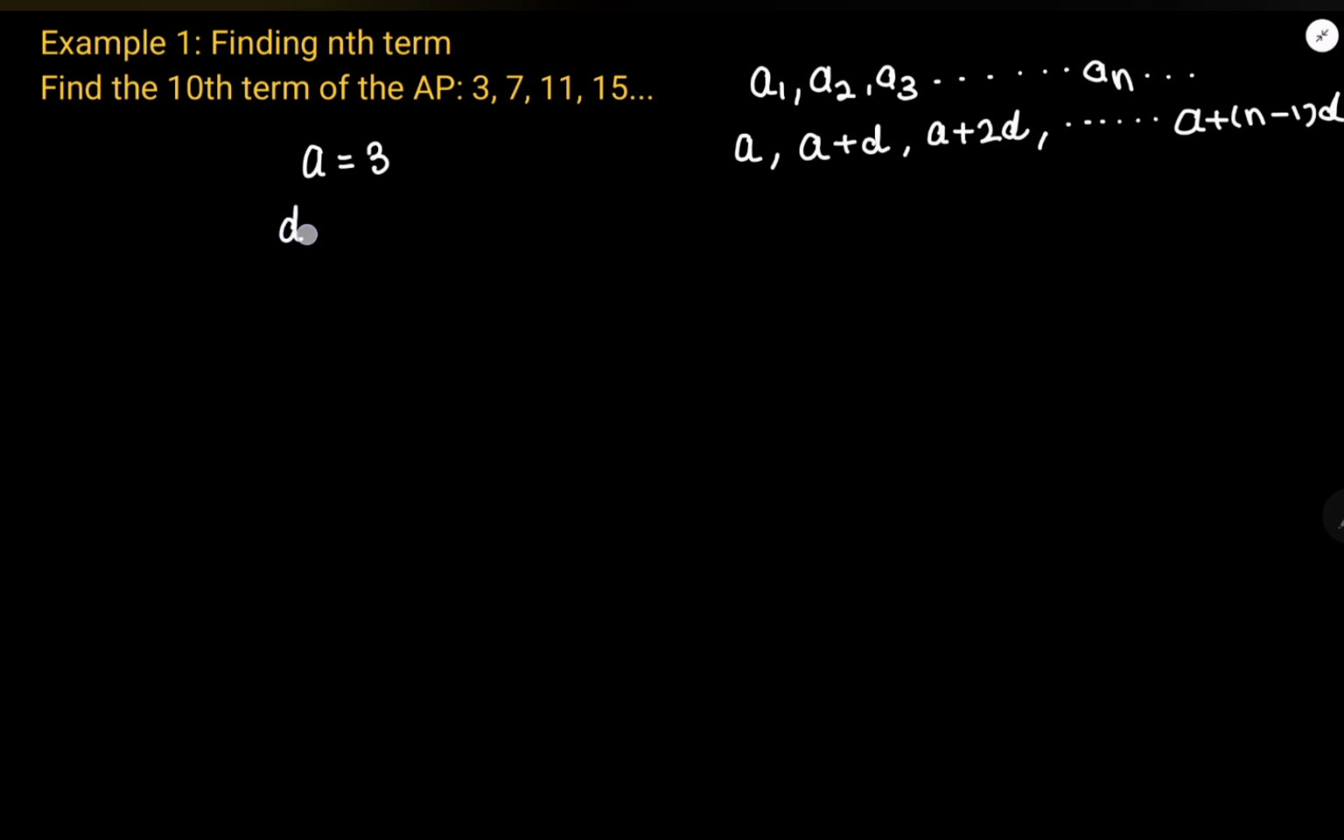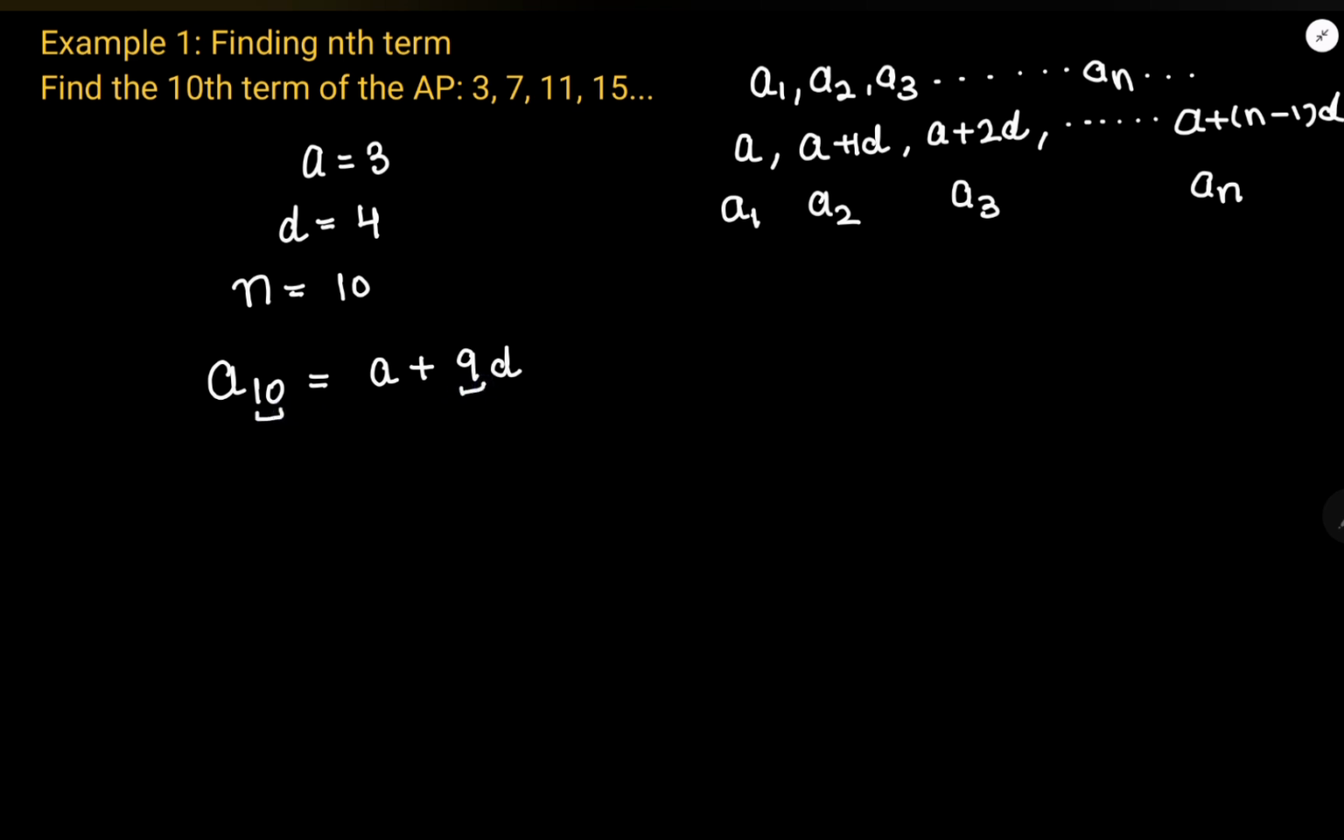Then what is D here? D is the common difference. As you can see, the difference between each consecutive term is 4. So D is 4. After that we need to find the 10th term, so N is 10. What will be A10? A10 will be equal to A plus 9D, because the first term A1 is A, the second term A2 is A plus 1D, the third term is A plus 2D, and the nth term is A plus n minus 1 times D. So if it is 10 here, we will have 9.